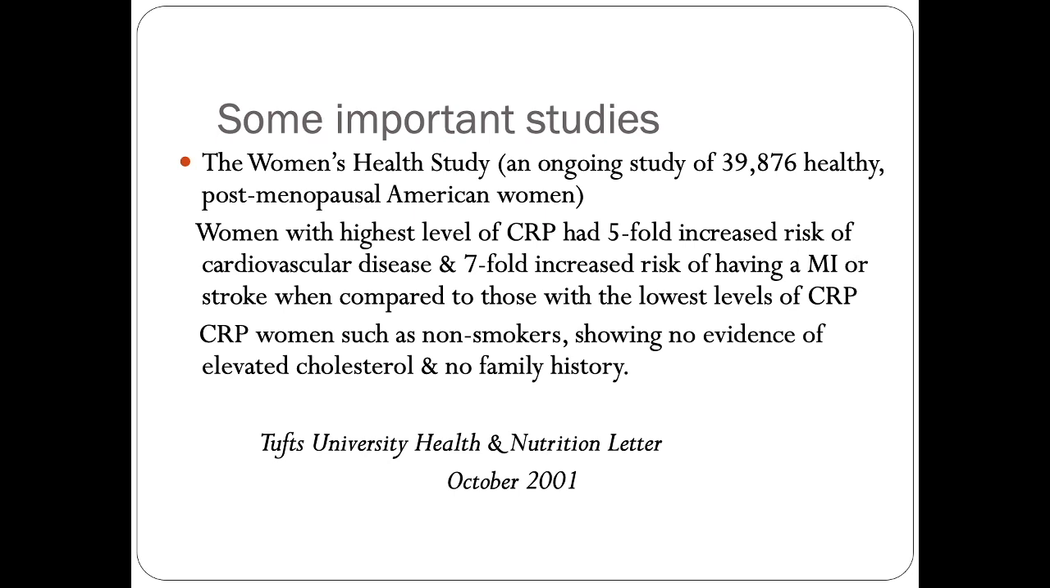The Women's Health Study done by Tufts University tested almost 40,000 healthy postmenopausal American women, and they determined that women with the highest level of CRP had a 5-fold increase of cardiovascular disease and 7-fold increase of having a MI or stroke compared to those with low levels, which could help identify heart disease in women and reduce their death rate from it. This also is helpful for people with no risk factors to determine whether they are at risk anyway.